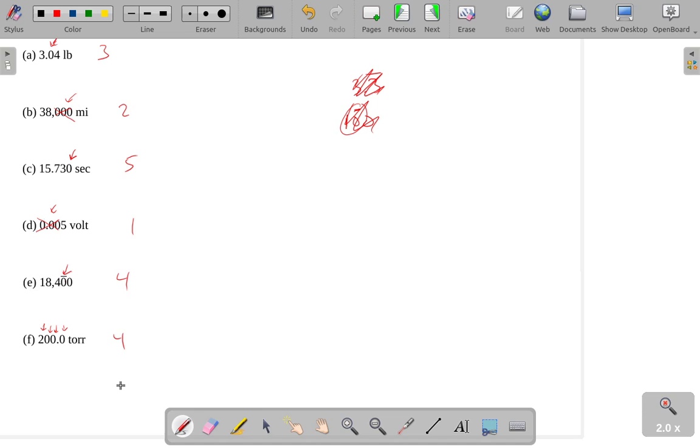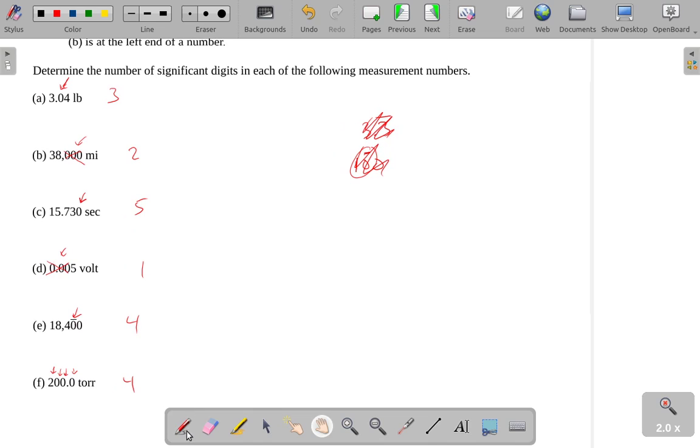So the whole point of these significant digits is to show what sort of errors can be associated with these numbers. So 3.04 means that it's accurate to the nearest hundredth of a pound. This 38,000, since those zeros are not significant, means it's accurate to the nearest 1,000 miles. 15.730 seconds means it's accurate to the nearest thousandth of a second, because this is the thousandth place. This one here, I suppose it does mean it's accurate to the nearest thousandth of a volt, but we don't have very many other digits of accuracy. So I'll talk more about that in a second.